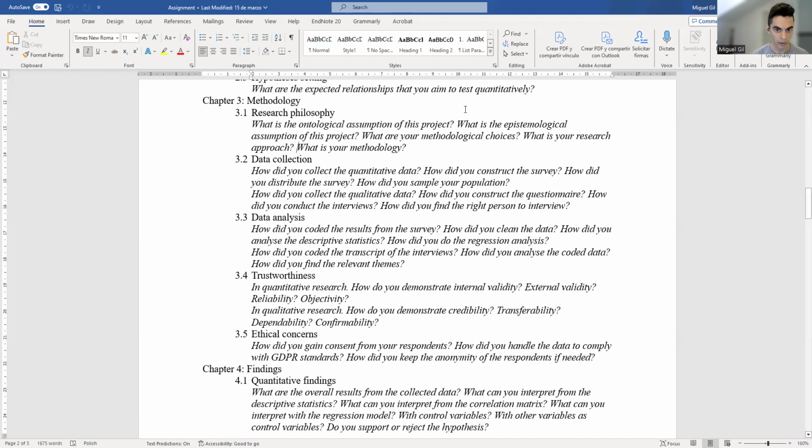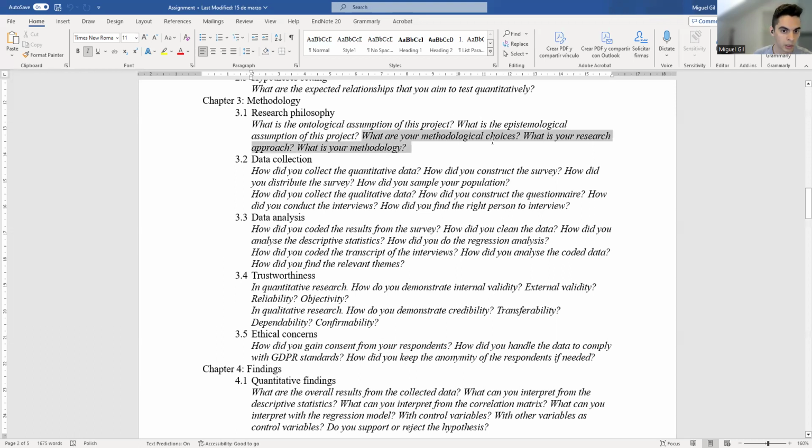Regarding epistemology, the same thing. To understand this topic, you need to construct knowledge that can be quantifiable to some degree. That's why you have the statistics and all of this, but also you have knowledge that is rich in understanding and interpretations. That's why you did the interviews.